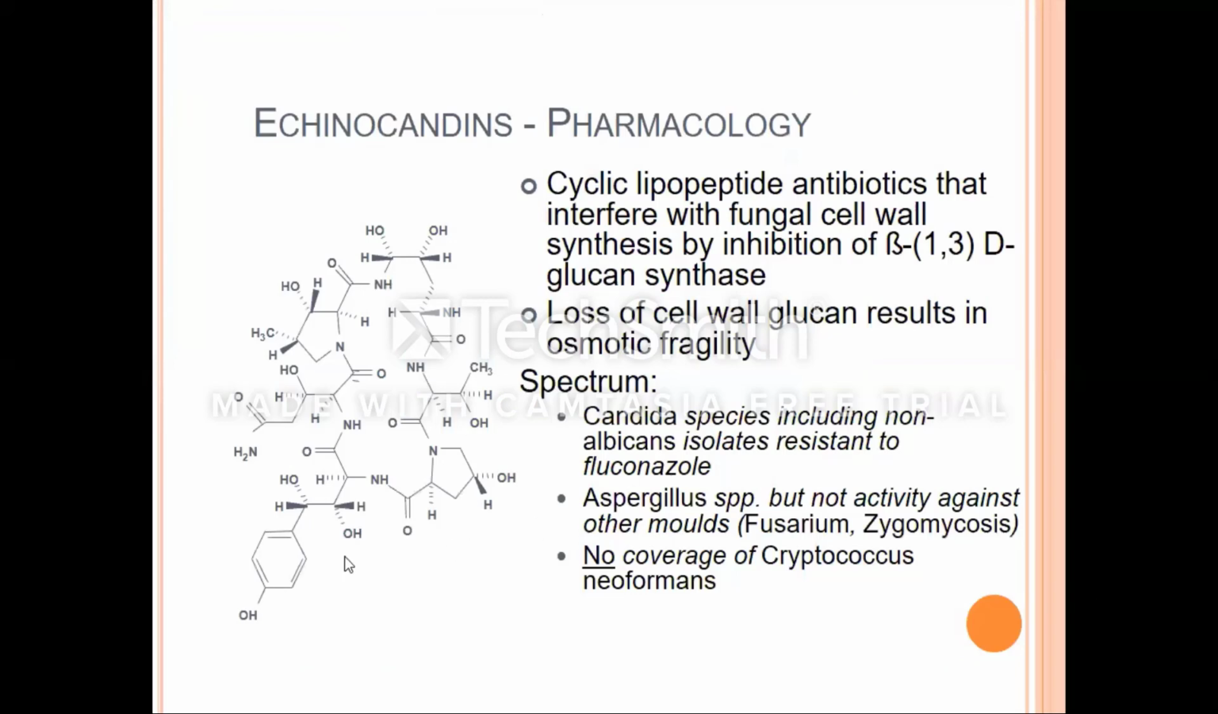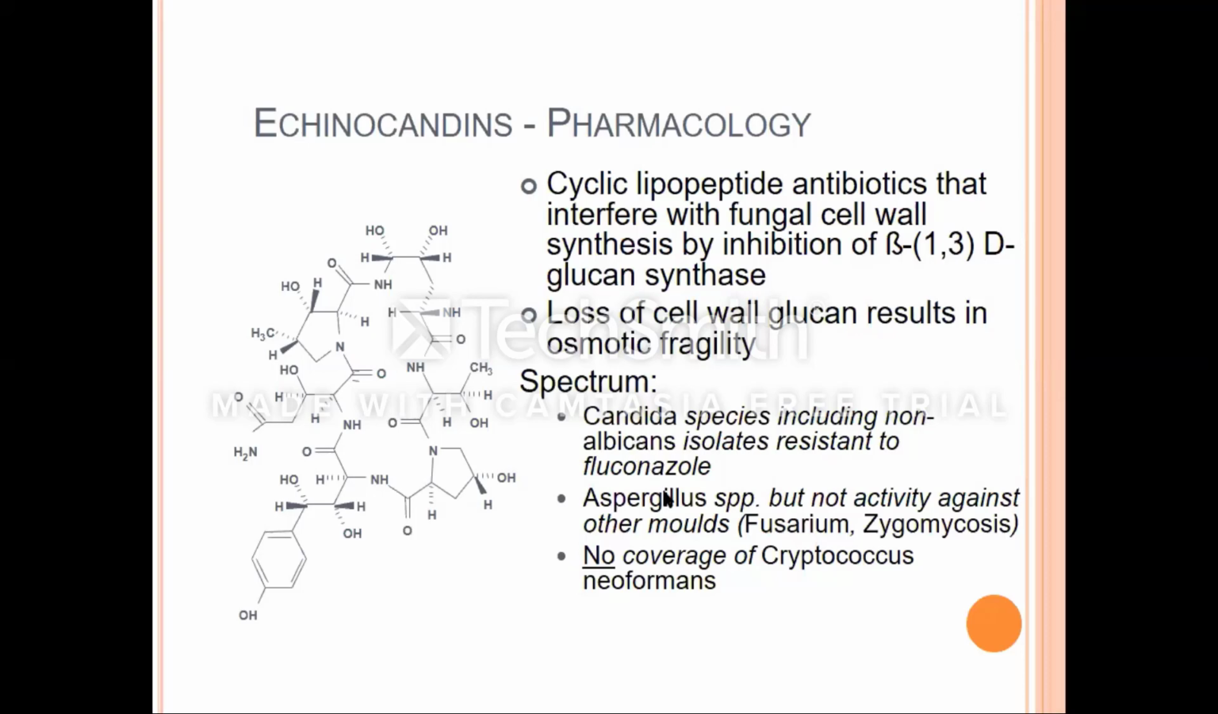If you look at the structure of the echinocandin, this is a very big and complex structure. You can see this molecule is cyclic and it is a lipopeptide antibiotic. And being a lipopeptide, it can dissolve easily into the cell wall. So after dissolving into the cell wall, it inhibits the beta-1,3-D glucan synthase enzyme. And therefore, there is a loss of the cell wall glucan, which results in osmotic fragility. What are the different spectrums against which it acts?